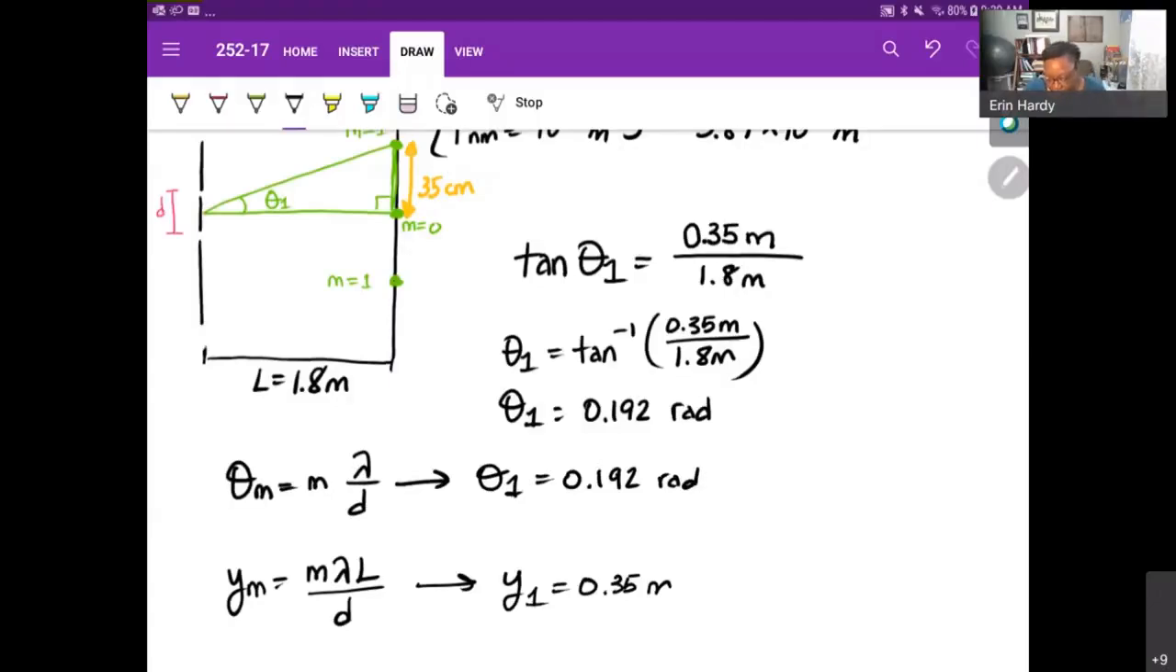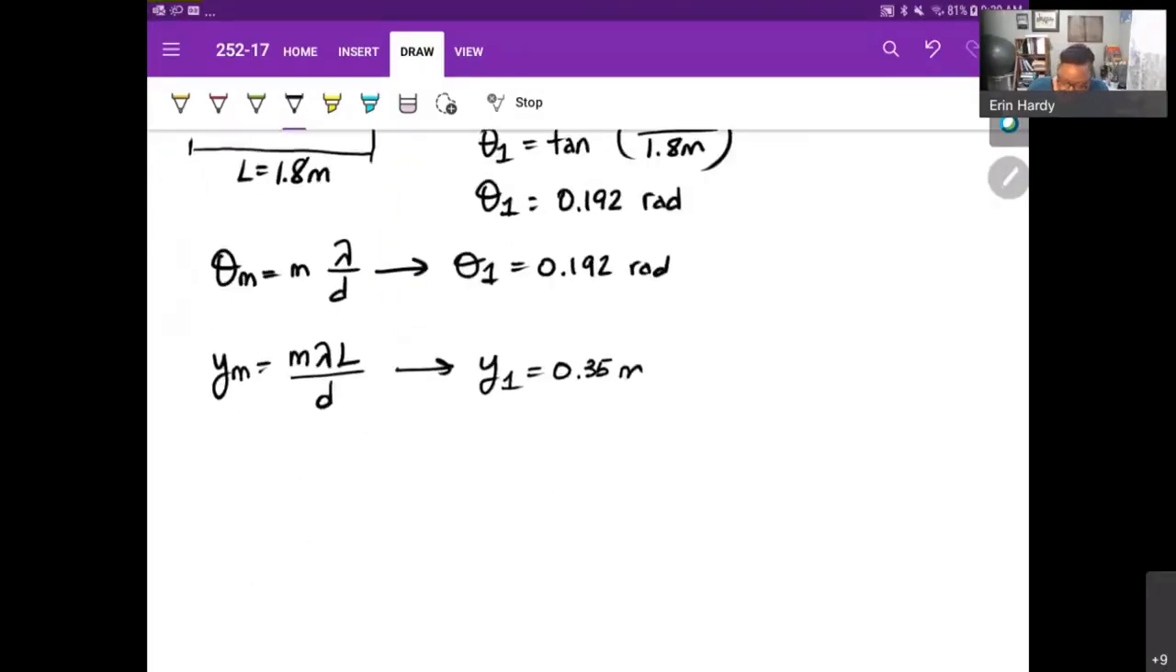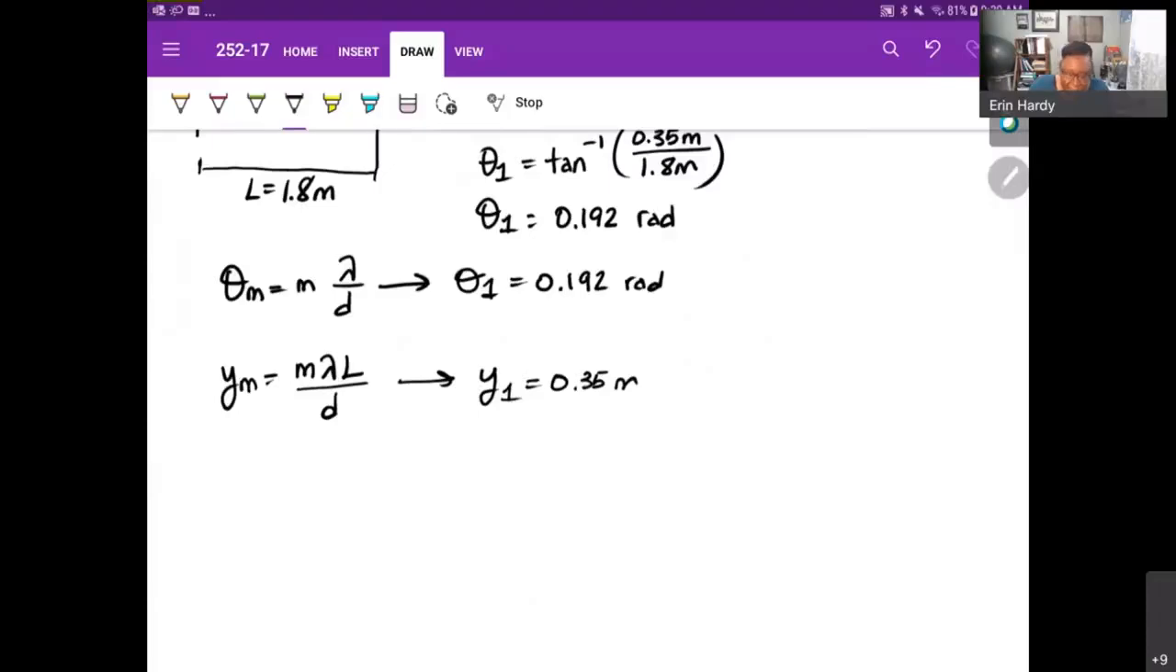We know the wavelength, so we can use the upper equation to figure out what the slit spacing has to be. And really, we could have used the lower one as well. These are both going to lead us to exactly the same conclusion. But since I've already calculated what theta 1 is, I'm going to use the one next to the star. So if theta 1 is equal to 1 times the wavelength, which is 5.89 times 10 to the negative 7 meters, divided by the unknown slit spacing d, but I do know that theta 1 is 0.192 radians.